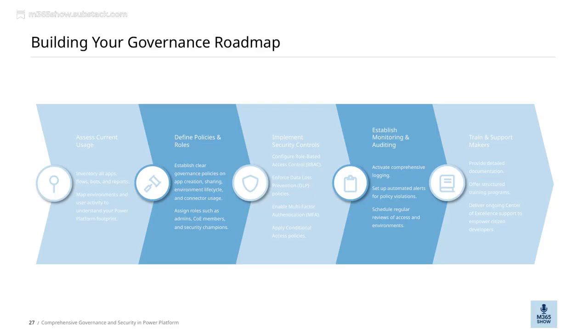Finally, establishing clear governance policies is essential. This includes guidelines on app creation, sharing, environment lifecycle, and connector usage. Assigning roles such as admins, COE members, and security champions clarifies responsibilities. It's also important to inventory all your assets, apps, flows, bots, reports, and map your environments and user activity. Doing this helps you understand your Power Platform footprint and assess current usage.